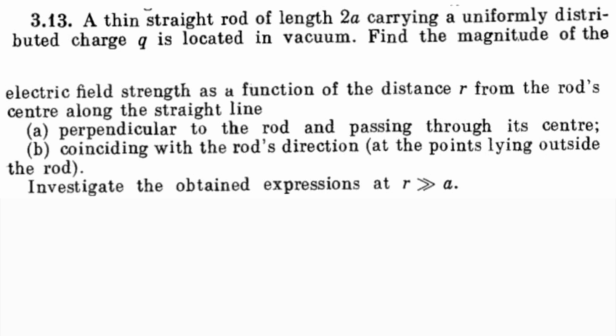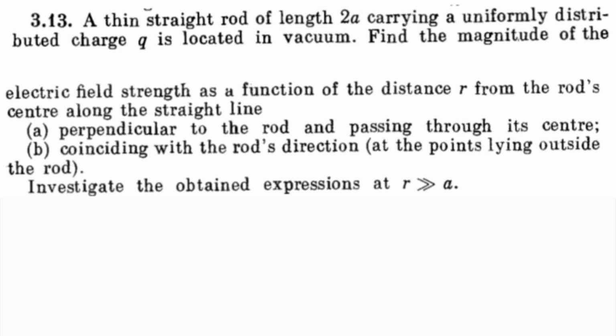along the straight line. In the first part it is asking perpendicular to the rod and passing through its center, and in the second part coinciding with the rod's direction at the points lying outside the rod. The problem is also asking us to investigate the obtained expression for r greater than a. So if we begin this problem, we begin with the first part.